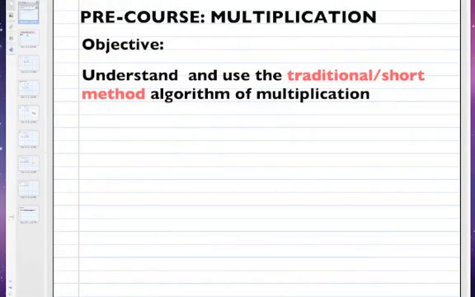Tonight's lesson continues our work with multiplication, but it uses a traditional algorithm. We call it traditional because it's often one that your family members were taught. We have one objective for tonight, and that is to use the traditional algorithm for multiplication.